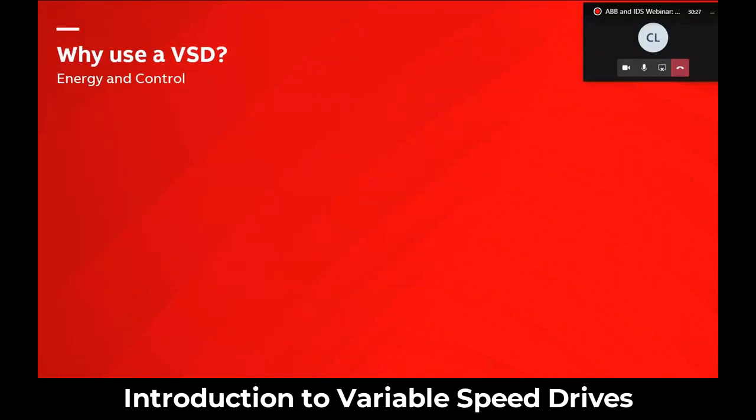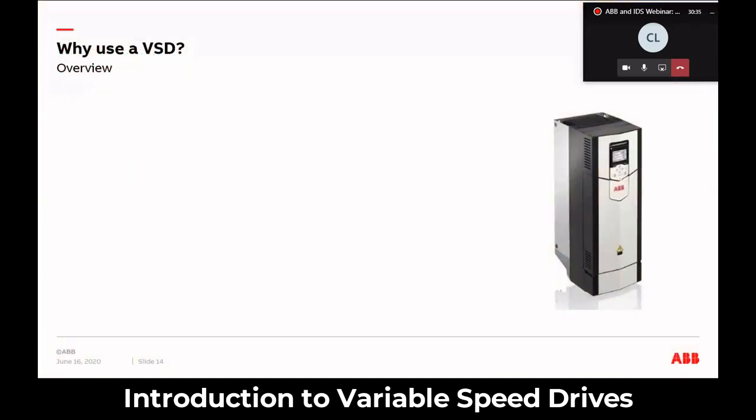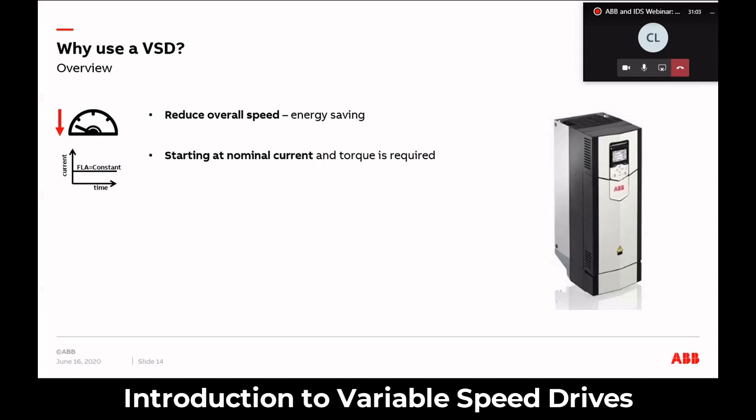So why use a VSD at all, really? From an energy and control perspective, some of the key things about using a VSD over the more traditional motor starting methods, such as direct online, star delta starting, or soft starter starting, is that we've seen that you can actually reduce the overall speed on a drive to a point where you can accrue some form of energy saving depending on that load and application. And we've also seen that you can start at nominal current and torque when required.